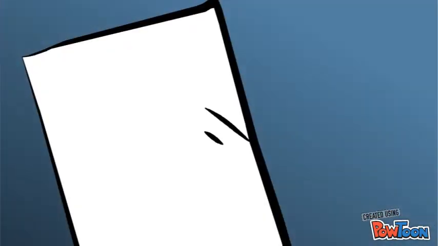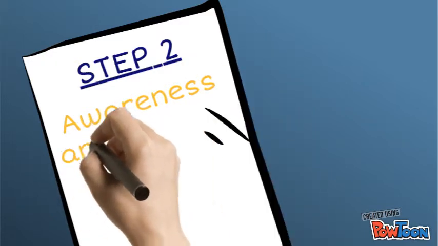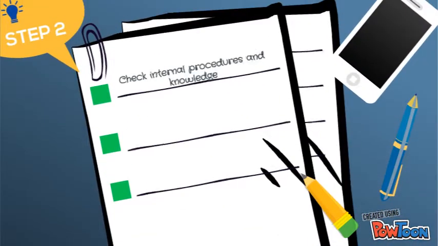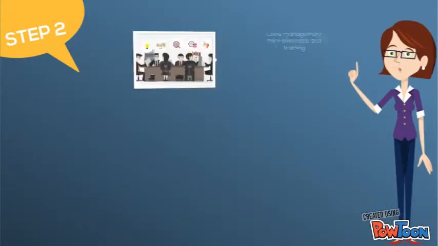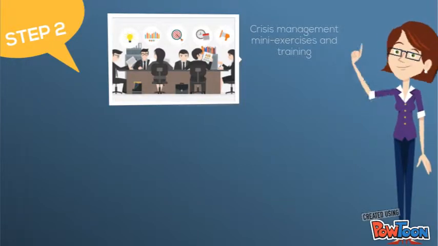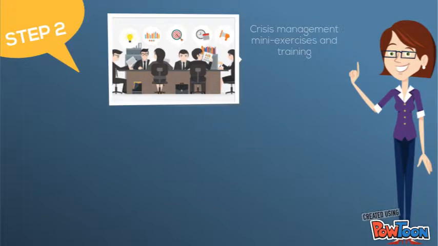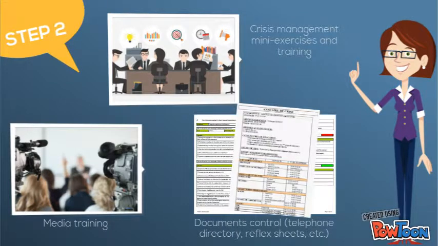Step 2. Awareness and training. Prepare all the parties involved to crisis management. You can train employees and suggest mini crisis exercises. It consists of raising awareness about the importance of getting ready for the unpredictable and the devastating effects of a mismanagement. Stress management must also be discussed within the work team. Then, think about checking documents like telephone directory or reflex sheets.